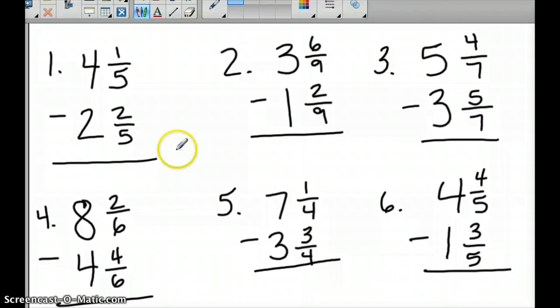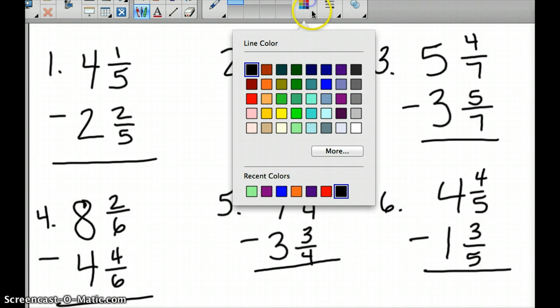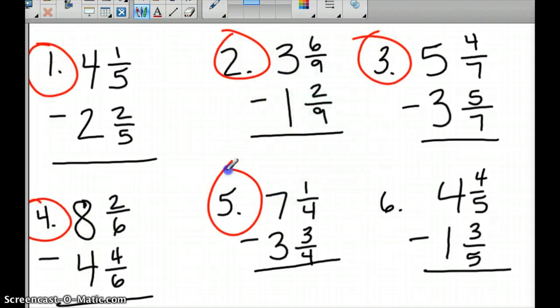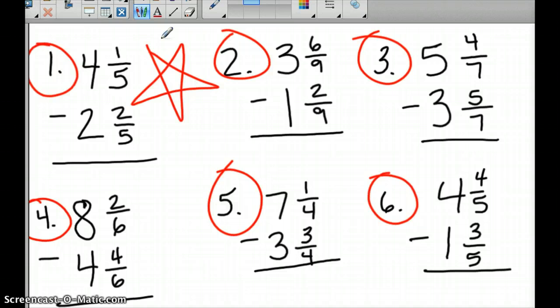Alright, your 6 problems to do on a scratch piece of paper are right here. 1, 2, 3, 4, 5, and 6. You have 6 problems. Some of them you need to borrow, some of them you do not need to borrow. When you're finished, raise your hand to get a star. Then we will be moving on to your homework.